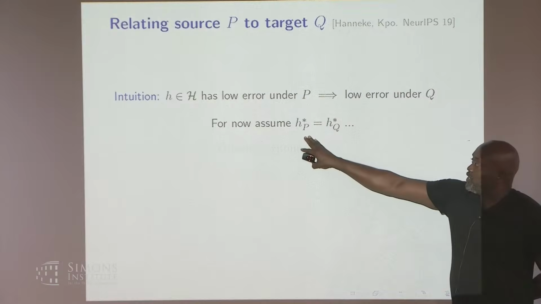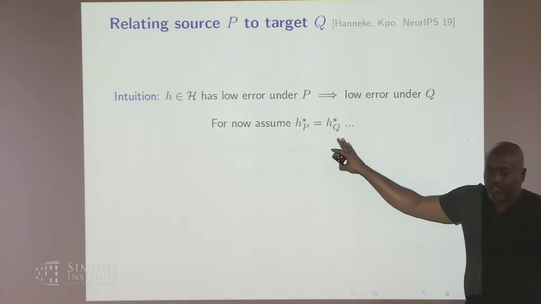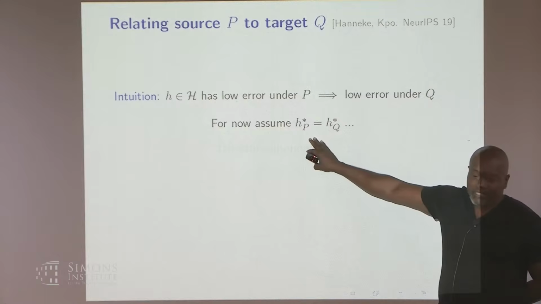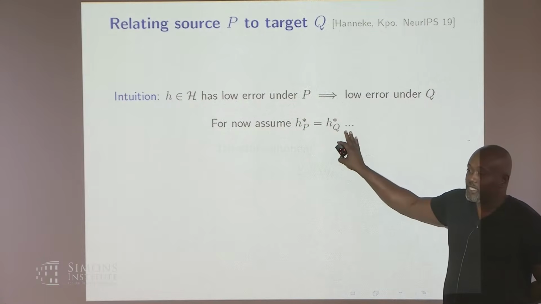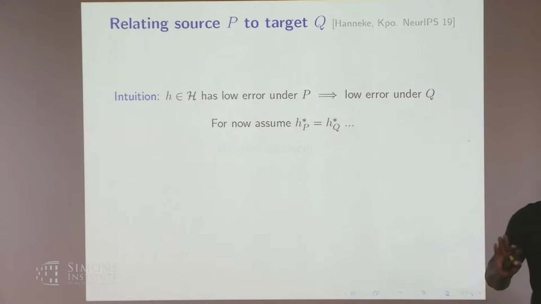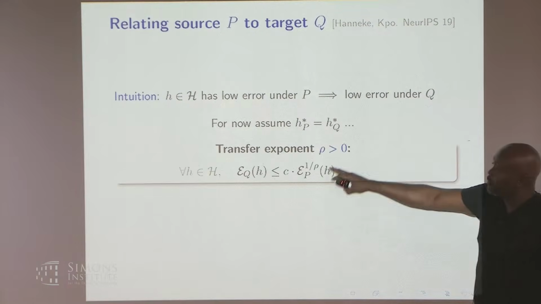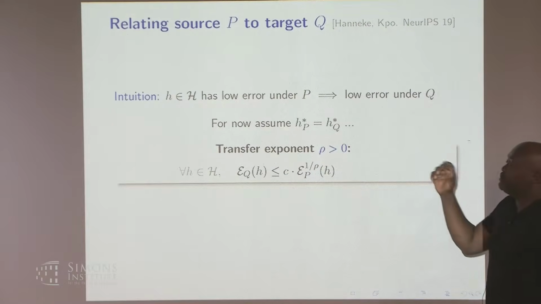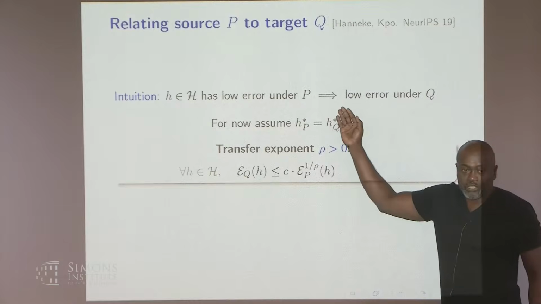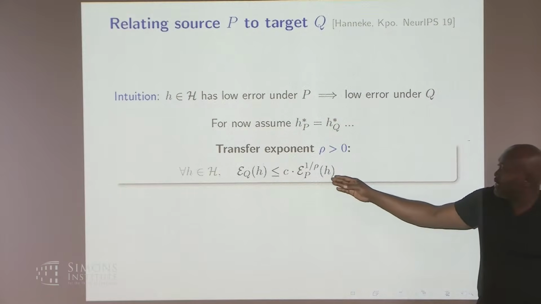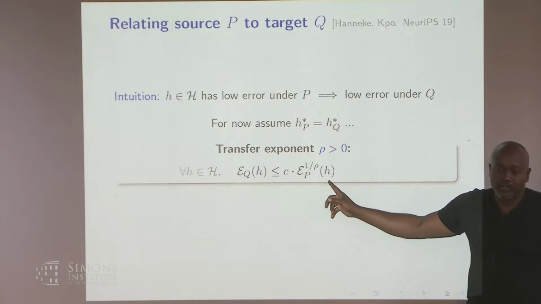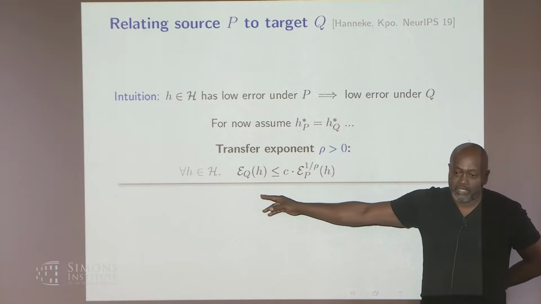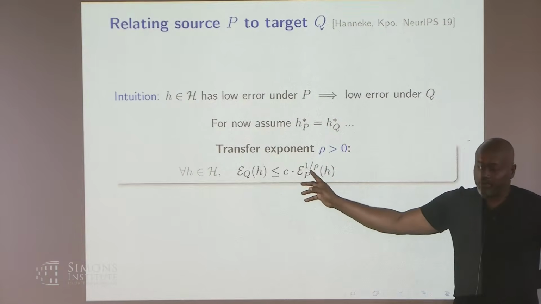And for now, I'm going to assume that H star P is equal to H star Q, that there is a best classifier under the source and a best classifier under the target, and they are the same, right? So that's a first basic assumption. I'll remove that assumption. This is, again, to give intuition, okay? Then the first proposal is this so-called transfer exponent. It is just a way to parameterize this intuition. It says that driving down excess risk under the source drives down the excess risk under the target, and it says at what rate, right?